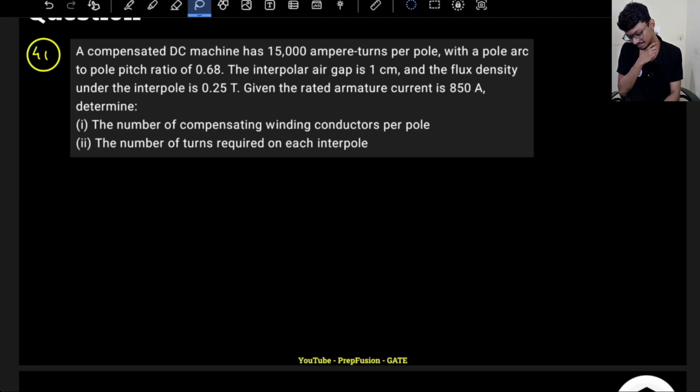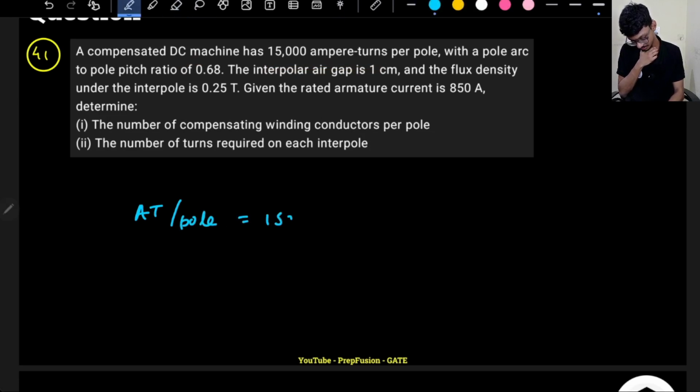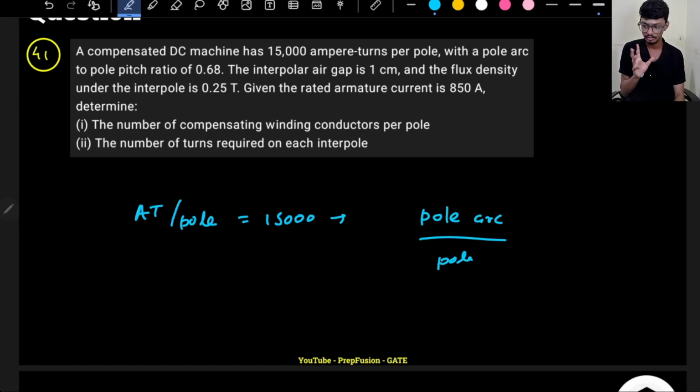So a compensated DC machine has 15,000 ampere turns per pole. So already they have given me the compensating ampere turns per pole, it is 15,000. The pole arc to pole pitch ratio is 0.68. I think we have solved a question like this previously, so I will give you this question as homework. I want you to try this question out. In the next lecture, we will solve this question and we will start with the new topic, that is commutation.